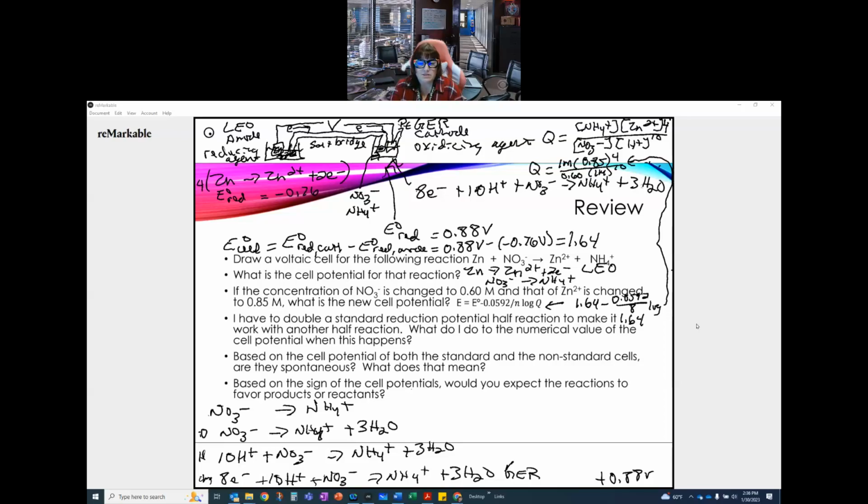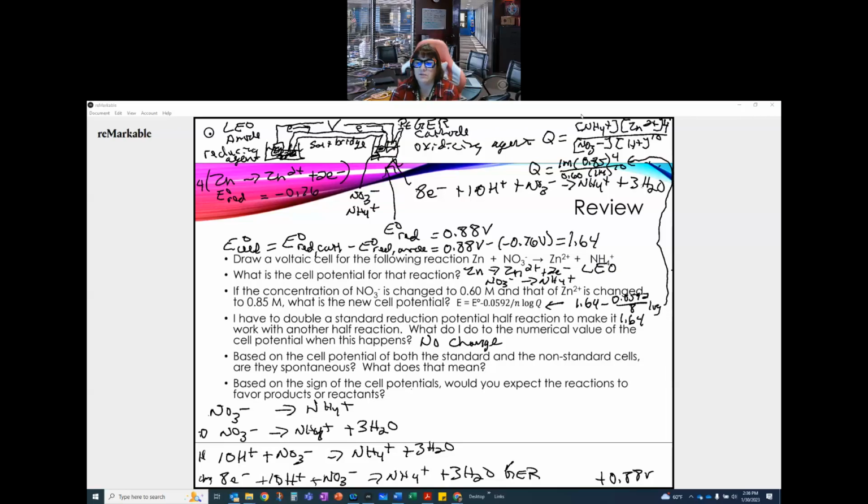Now I have to double a standard reduction potential half reaction to make it work with another half reaction. And actually, we just talked about this. So when we needed to balance the entire equation, we needed to make sure we had the same number of electrons on both sides. So we had to take and multiply this Zn right here times 4. But notice, I did not change that E naught. And that's because the E naught is independent of stoichiometry. And so this means that there is no change since I've done that.